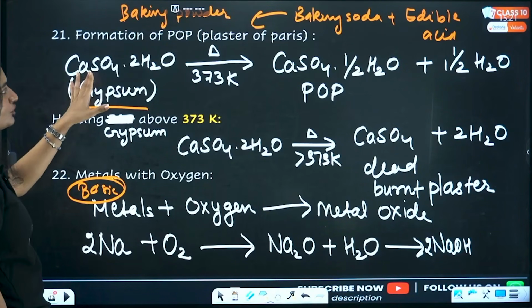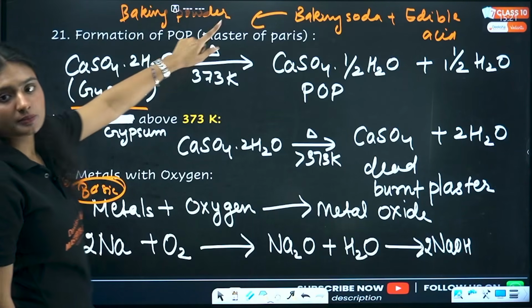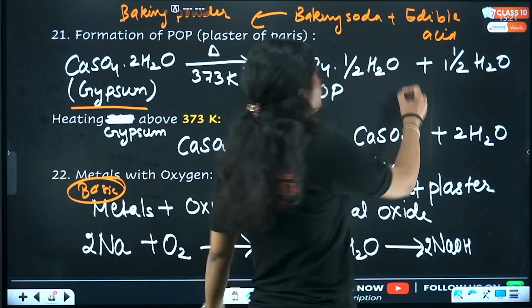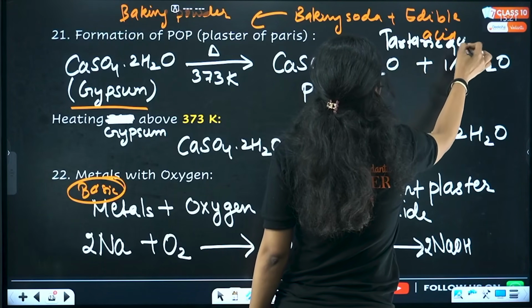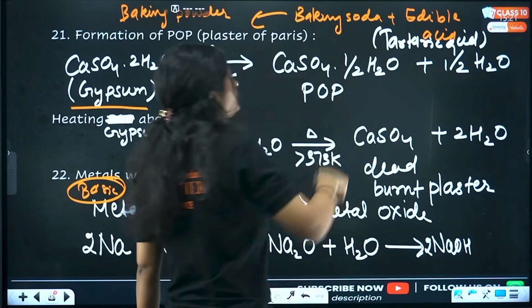Then you have formation of POP, plaster of Paris, and baking powder. Baking powder is a mixture of baking soda plus an edible acid. So you remember only one, tartaric acid. Baking powder is a mixture of baking soda and tartaric acid.